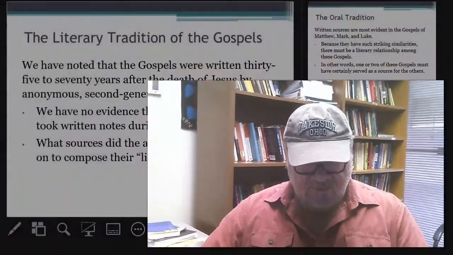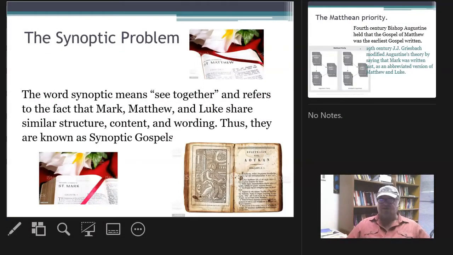This brings us to the Synoptic Problem, as it's called. The word synoptic means see together, and it refers to the fact that Mark, Matthew, and Luke share a similar structure, content, and wording. Thus, they are known as the Synoptic Gospels. So there are several different approaches to this, or theories. One is the theory that Matthew was written first.